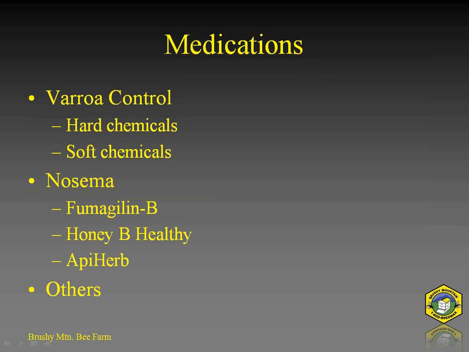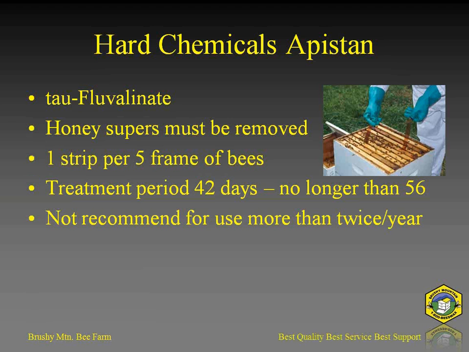We'll talk a little bit about varroa control, hard chemicals, soft chemicals. We'll talk about Nosema, as well as some others for wax moth and things like that. So let's first start with hard chemicals, and the first one being Apistan. The active ingredient in Apistan is tau-fluvalinate.